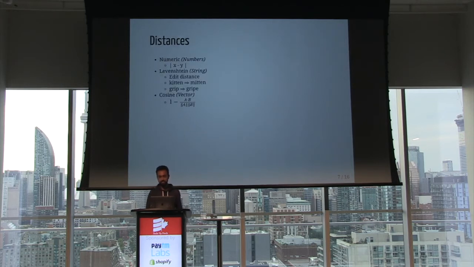So these distances, where do they come from? Numeric, I hope you would guess that that's for numbers. And that's pretty simple. It's just the absolute distance between x and y. We also calculate the Levenshtein distance, which is basically the edit distance for strings. So I put some examples here. From kitten to mitten has an edit distance of 1 because you change one character. From grip to gripe has an edit distance of 1 because you add one character. And similarly, going the opposite way would be removing one character. And so it's basically a metric to tell you how far away one string is from another.